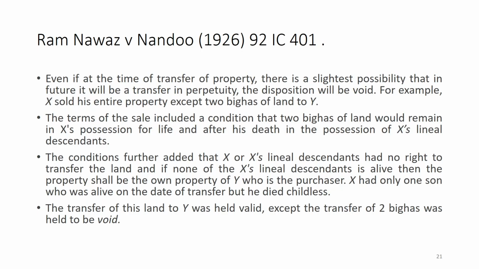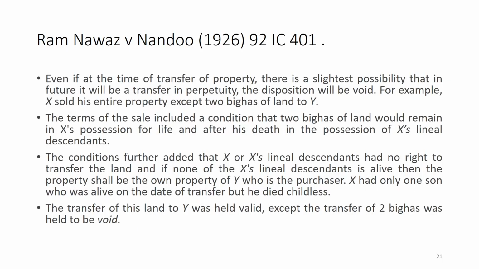Why has it been said so? Because X sold his entire property except those 2 bighas. Those 2 bighas were in X's possession for life, and then after that with his lineal descendants. And it was said that no one can sell it. So, when no one can sell it and it will go only to the descendant, and ultimately there was no child of the descendant, then what will be the fate of it?